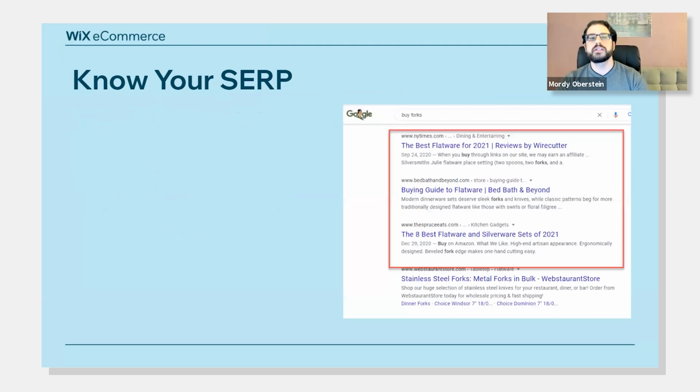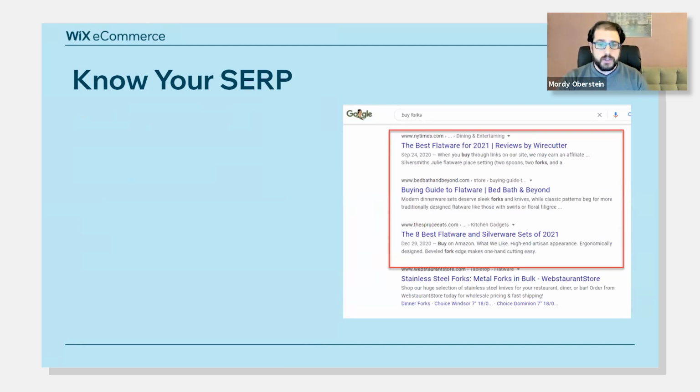It also means you need to know your results, and you need to check the search terms that are really important to you, because you might think, okay, I sell forks. I'll search for buy forks. What possible informational content can there be for buying a fork? Well, believe it or not, there are 3 results about buying forks. The best flatware for 2021, a buying guide to flatware, the 8 best flatware and silverware sets for 2021. So believe it or not, there could actually be a nice amount of informational content that you might want to target, but you need to know what your specific results page looks like.